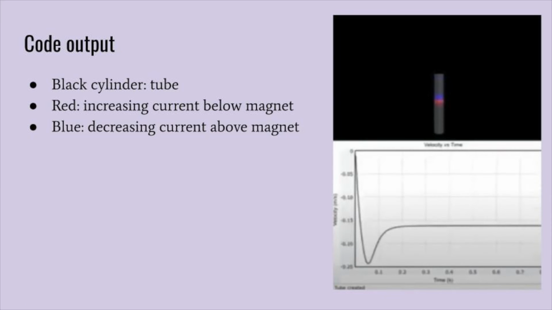Here, the black cylinder represents the tube of foil, the red area represents the increasing current below the magnet, and the blue area represents the decreasing current above the magnet. The magnet takes 1.892 seconds to fall through the tube in the simulation.